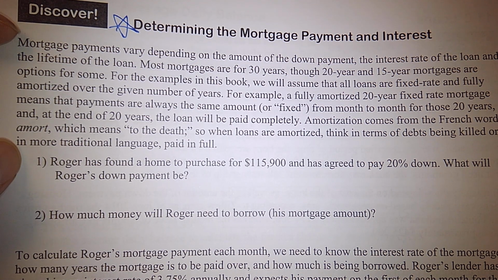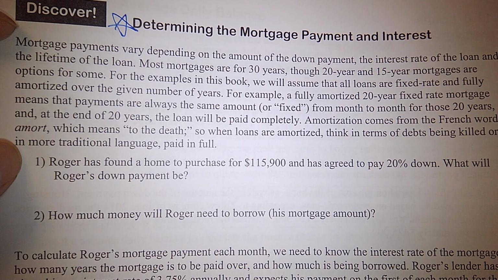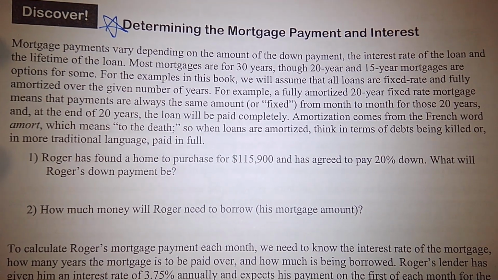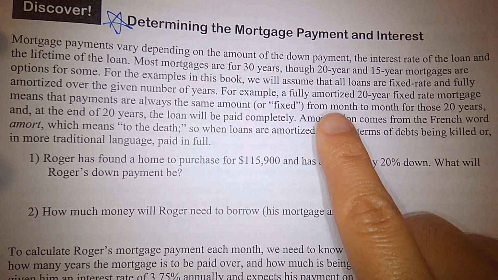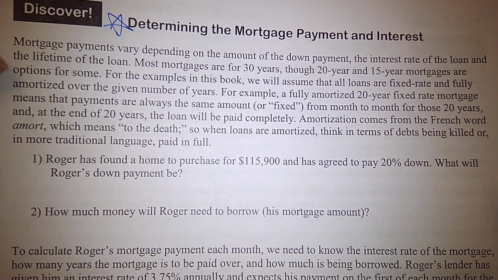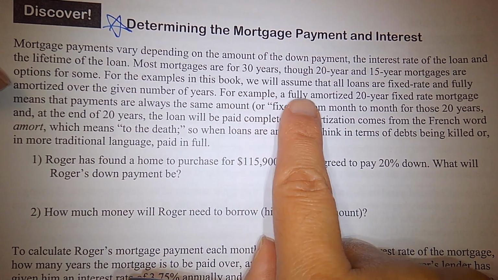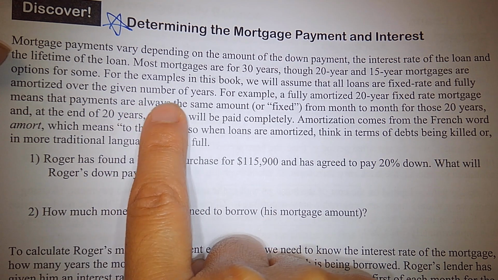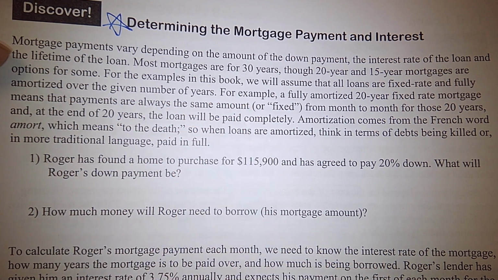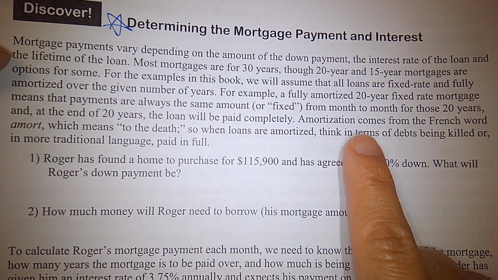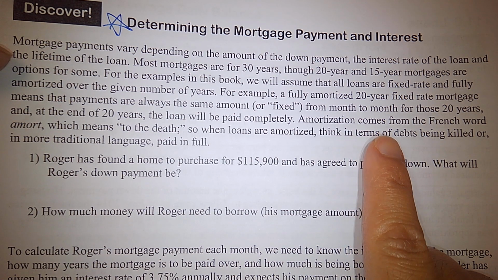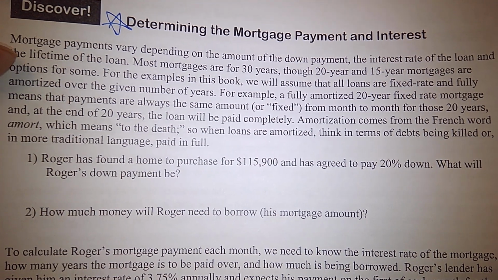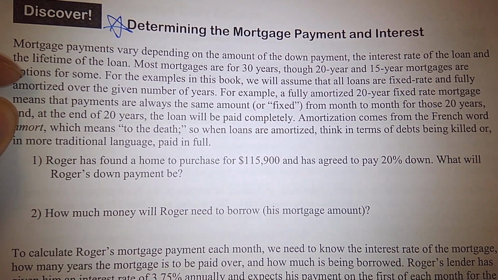Page 140. Mortgage payments vary depending on the amount of the down payment, the interest rate of the loan, and the lifetime of the loan. Most mortgages are for 30 years, though 20-year and 15-year mortgages are options for some. For the examples in this book, we will assume that all loans are fixed rate and fully amortized over the given number of years. For example, a fully amortized 20-year fixed rate mortgage means that payments are always the same amount, or fixed, from month to month for those 20 years, and at the end of 20 years, the loan will be paid completely.